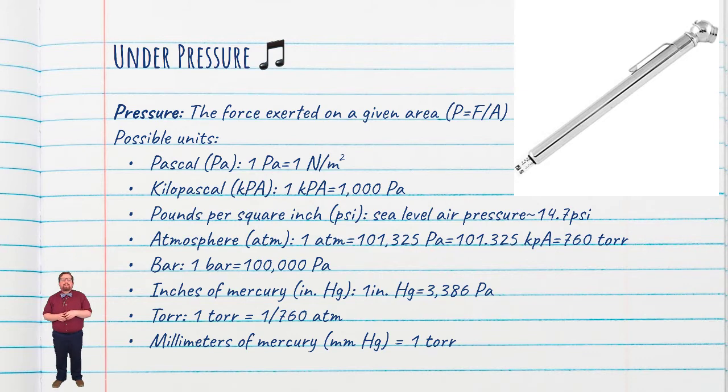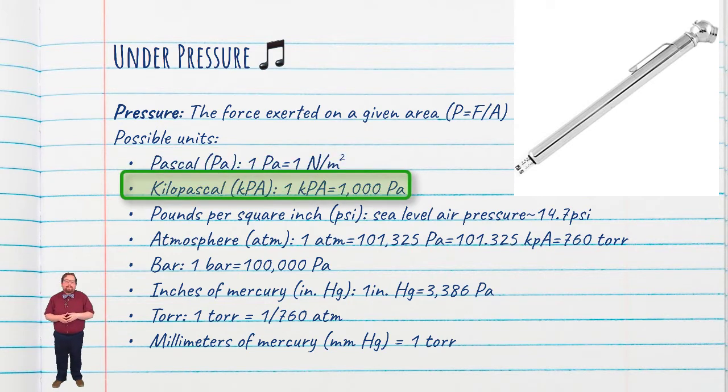Pressure is defined as the force exerted on a given area, or P equals F divided by A. It's dependent on how much force is being applied and the size of the area the force is being applied to. We can measure pressure in a number of ways. In physics, we often use the Pascal, which is equivalent to how many newtons of force are being applied to a square meter. 1,000 pascals is, of course, a kilopascal.